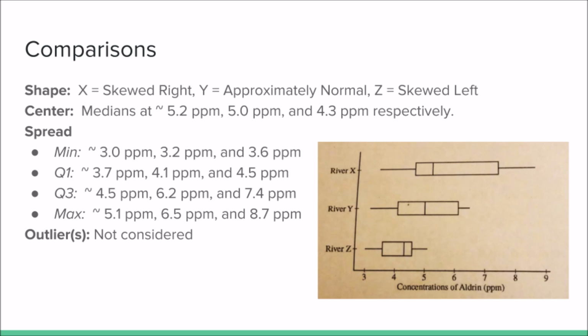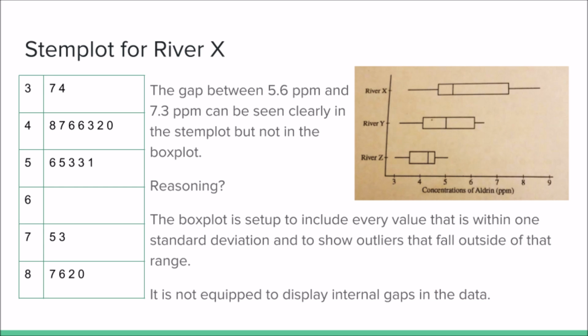I didn't consider any of the outliers in this analysis because the box plots don't allow for an accurate representation of outliers in a data set. When we moved onward to the stem plot of River X, we can instantly see the difference between the stem plot and the box plot of the data. The stem plot clearly reveals the large gap in the data between 5.6 parts per million and 7.3 parts per million, because the 6 literally doesn't have anything in it.